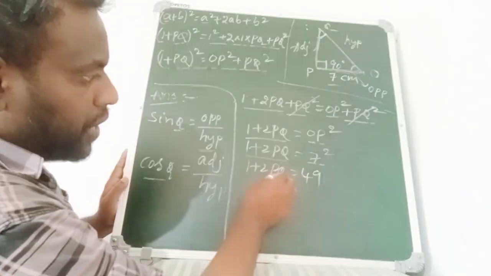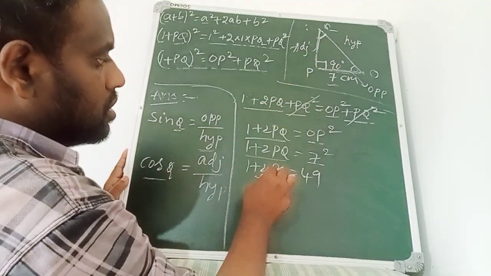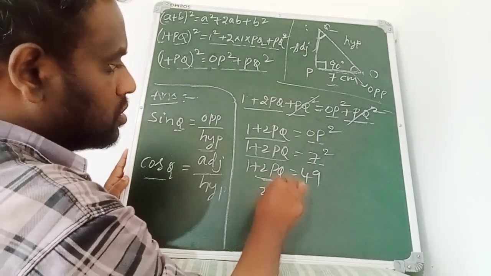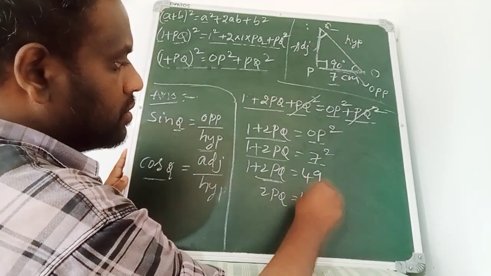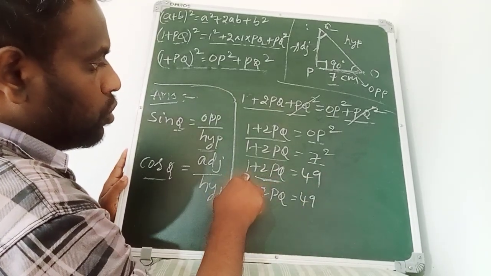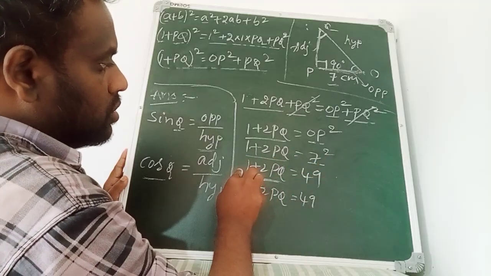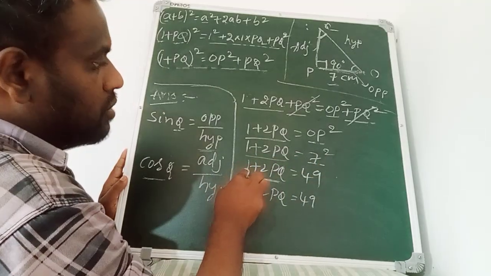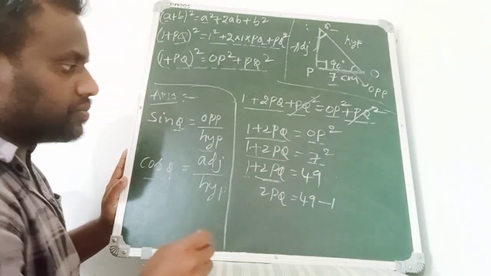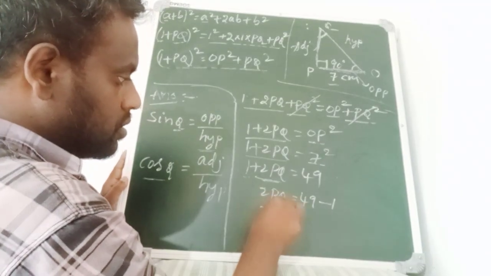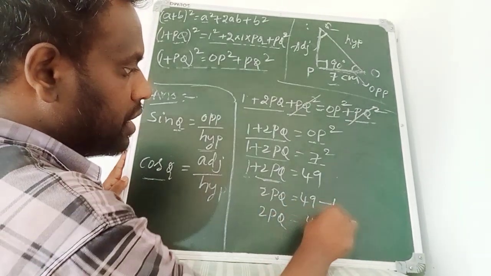So we are going to find PQ, because we don't know this side. So write this 2 PQ as it is, equal to 49. We want 2 PQ, we don't want 1 now. Move this 1 to this side. When this 1 is moved to this side, plus 1 becomes minus 1. So next, this 2 PQ is equal to 49 minus 1 is 48.